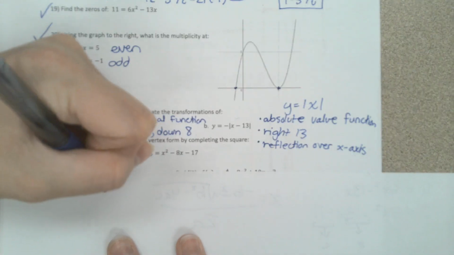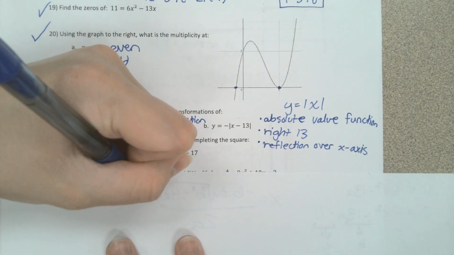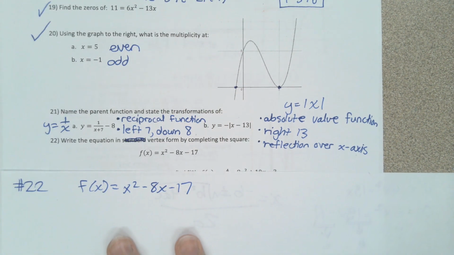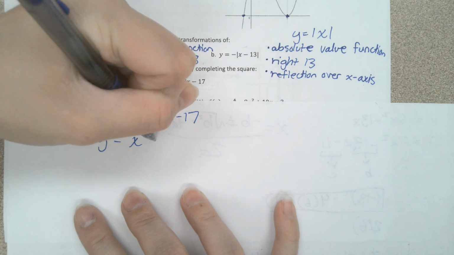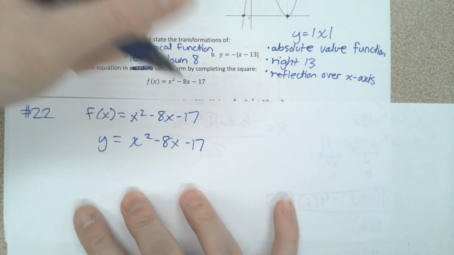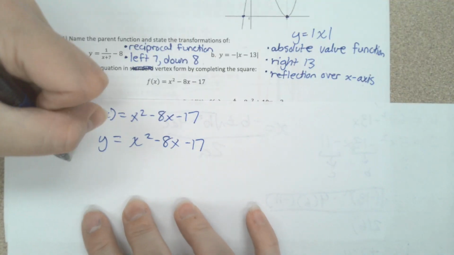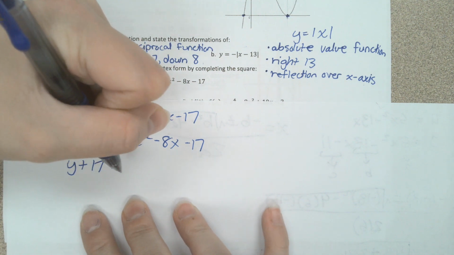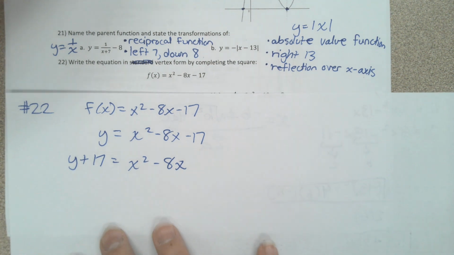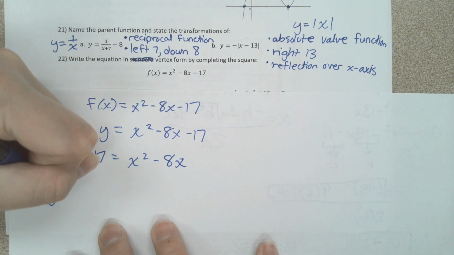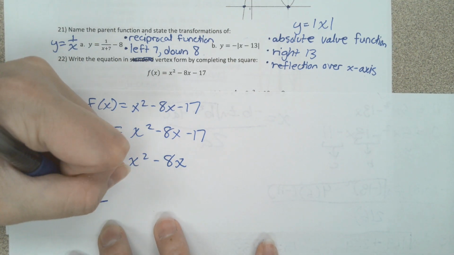F of x equals x squared minus 8x minus 17. First off, I prefer to use y, so let's replace it. Y equals x squared minus 8x minus 17. Add the constant over. Y plus 17 equals x squared minus 8x. Now we complete the square. That's where we add that term to both sides.